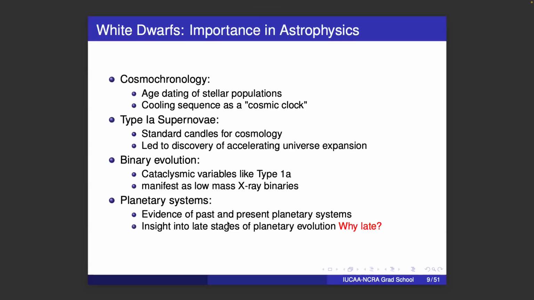Okay. So why are white dwarfs important in astrophysics? First is cosmochronology, age dating of stellar populations. What does that mean? Suppose I give you a galaxy, and I tell you that there are a very large number of white dwarfs in that galaxy. What does that tell you about the stellar population in that galaxy? Does that galaxy have an old stellar population or a young stellar population?